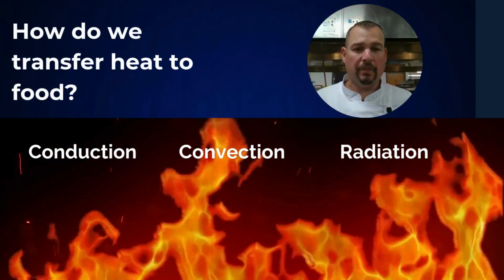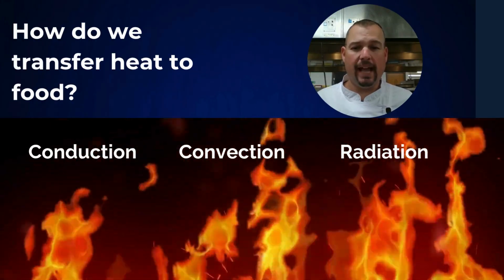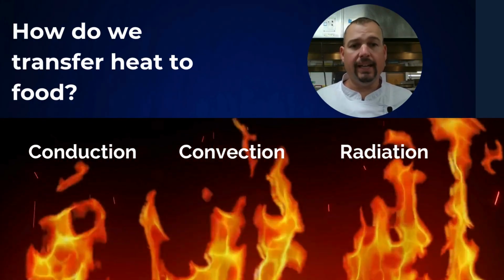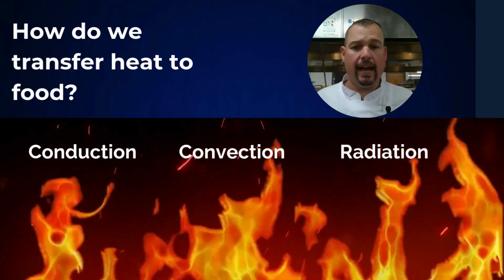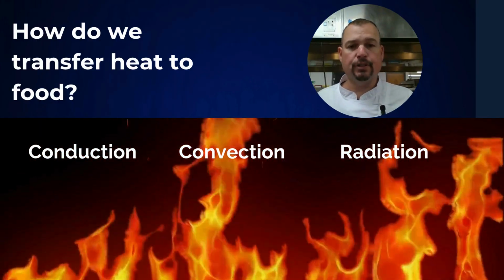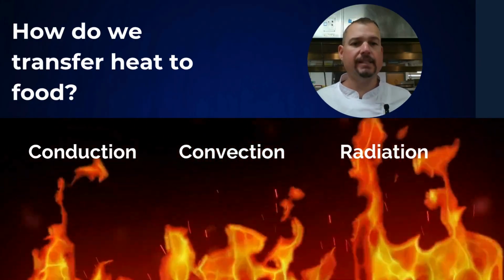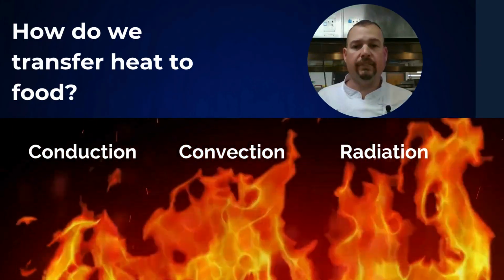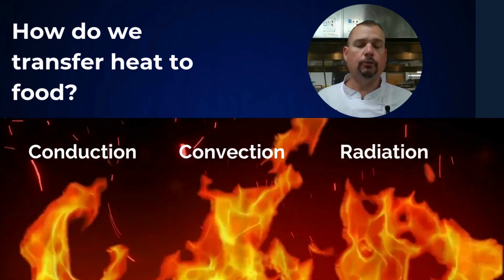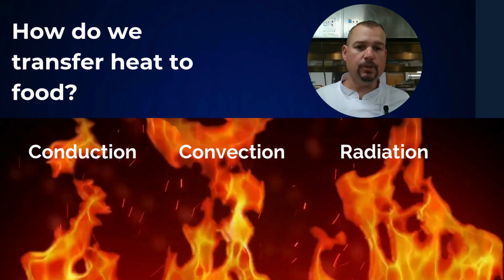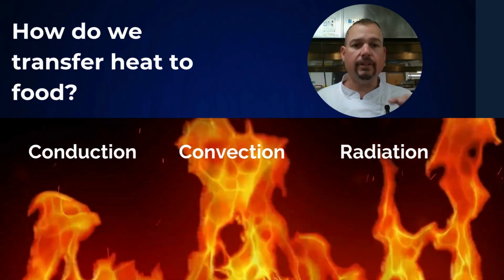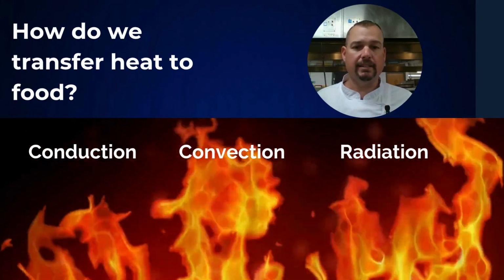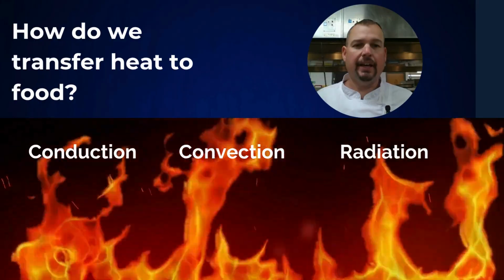Now, in one of the previous slides, we asked, what is cooking? And we answered that with, it is the application of heat transferred to food. So how do we transfer heat to food? Well, we have 3 different ways. We have conduction, convection, and radiation. In the next few slides, I'm going to explain in a deeper dive each of them. What is conduction, convection, and radiation?